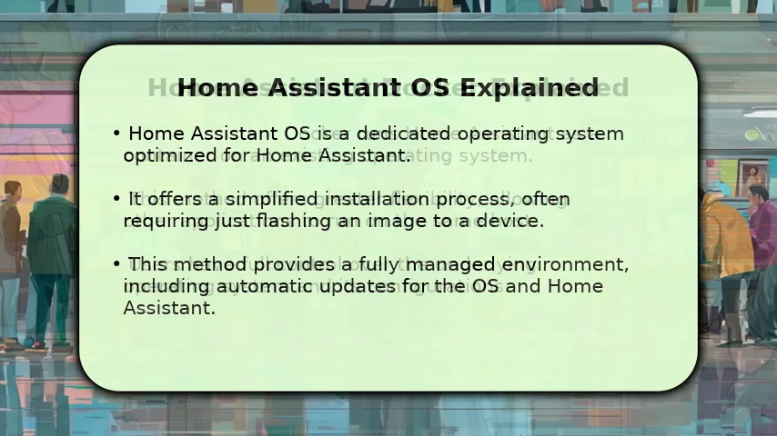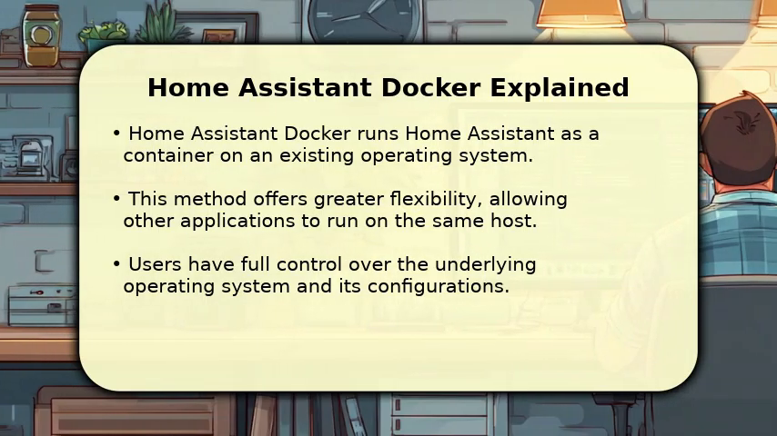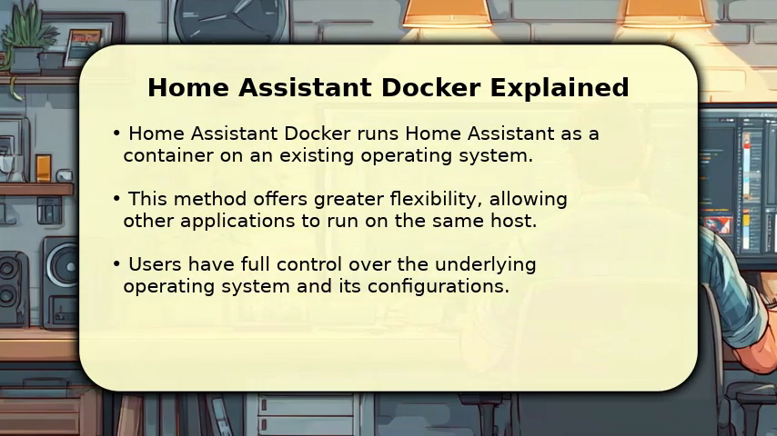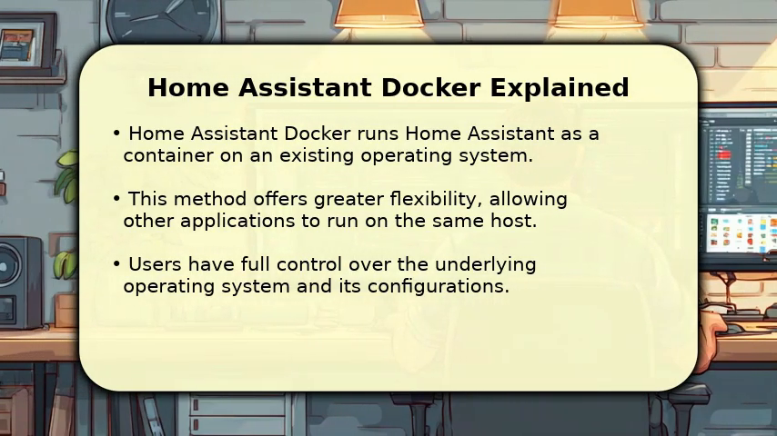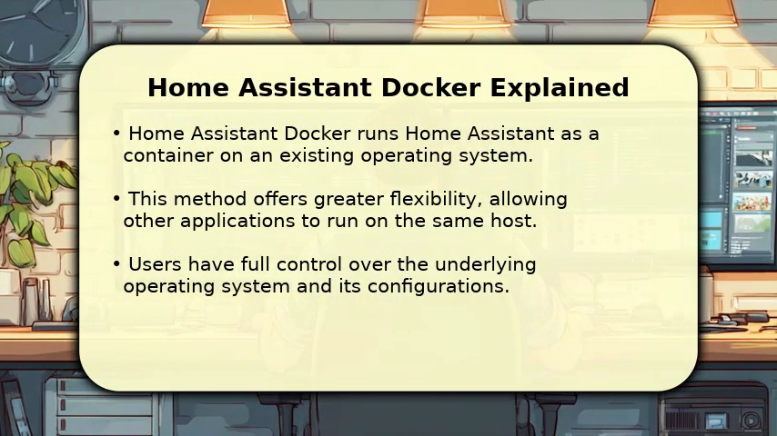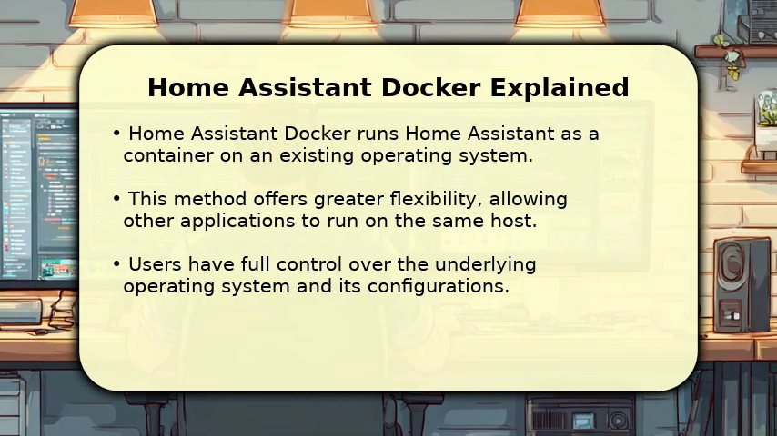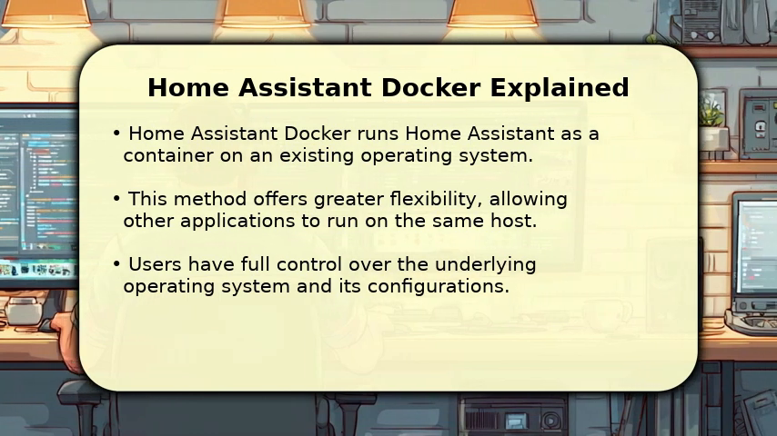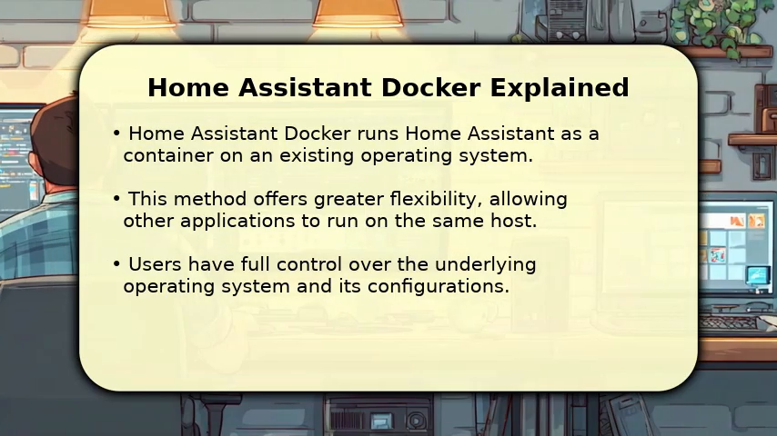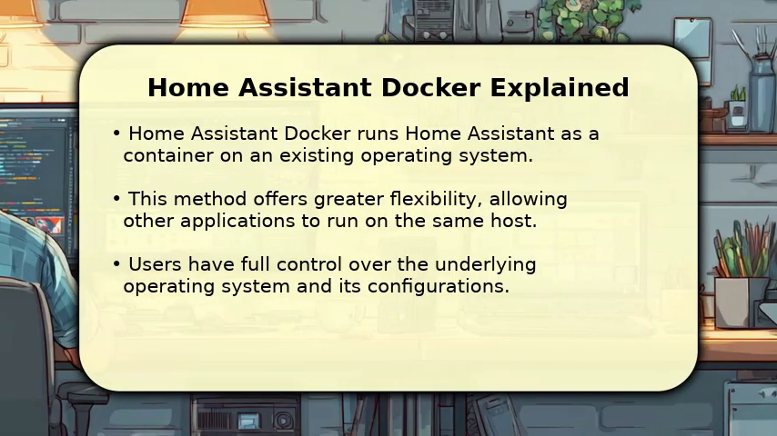Running Home Assistant in Docker means deploying it as a container on an existing operating system, such as Ubuntu or Debian. This method provides immense flexibility, enabling you to host multiple applications on the same hardware alongside Home Assistant. You retain complete control over your chosen operating system and its specific configurations. However, this power comes with a steeper learning curve, requiring a solid understanding of Docker concepts and command line operations for both initial setup and ongoing maintenance.